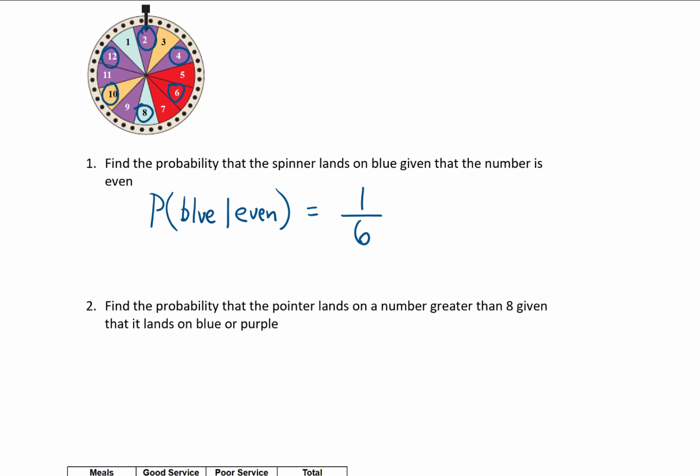Again, if we wanted to think of this using the formula, this numerator is going to be the number of elements that both have an even number and are blue, and I think that is confirmed right here with this 1. And this denominator is the number of elements that are even. I think that checks out.